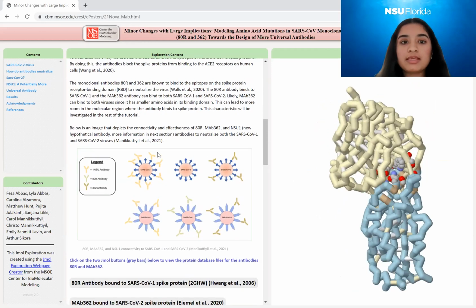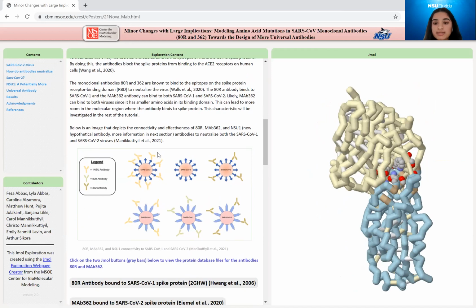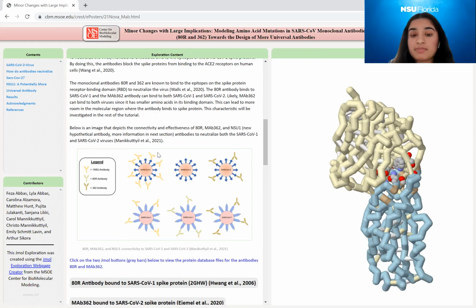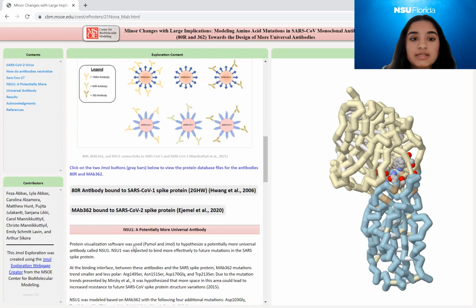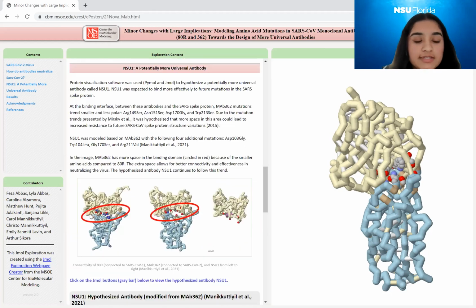So from comparing these, we observed a trend in the binding interface between the antibody and the spike protein that showed MAB362 amino acid compositions to be smaller and less polar, which created more space in the binding domain, indicating perhaps more space in this binding interface increased resistance to the spike protein and various other variations of the structure. So in this picture, as you can see, on the left is ADR bound to SARS-CoV-1 spike protein, and in the middle is MAB362 bound to SARS-CoV-2 spike protein.